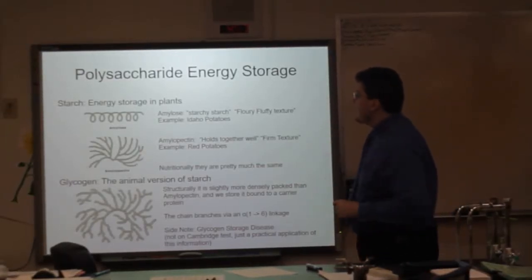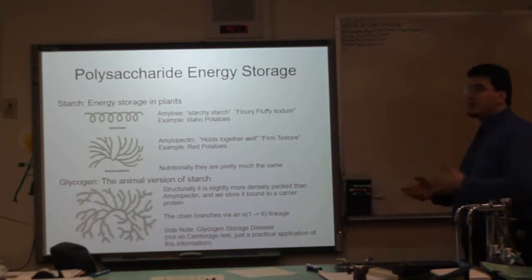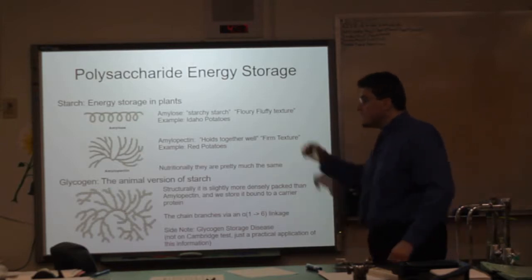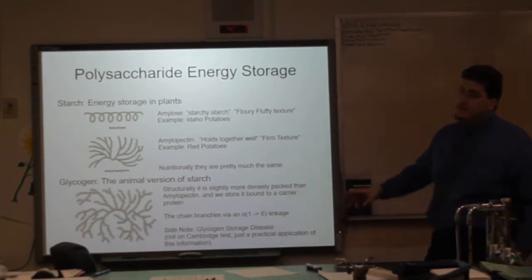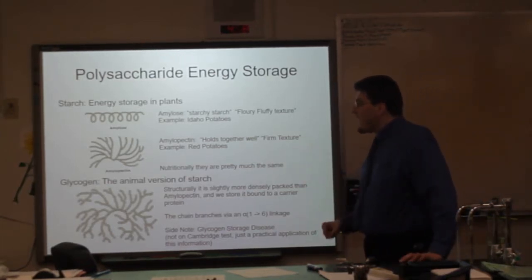All right, so glycogen is the animal energy storage molecule. This is the fuel storage. This is all alpha glucose. Structurally, it is very similar to amylopectin, but it is more densely packed.